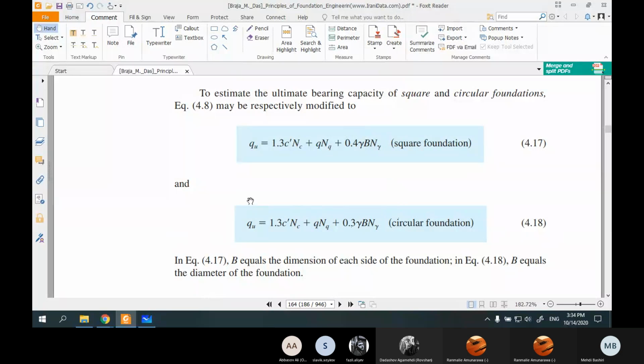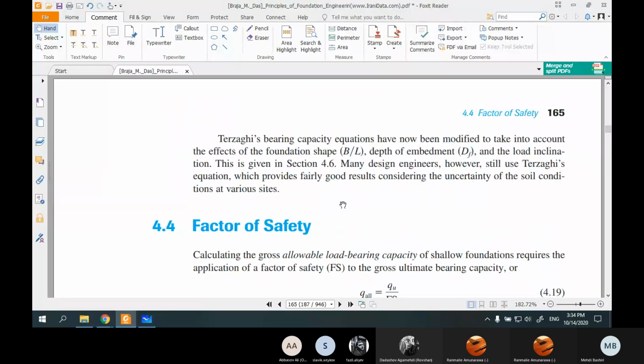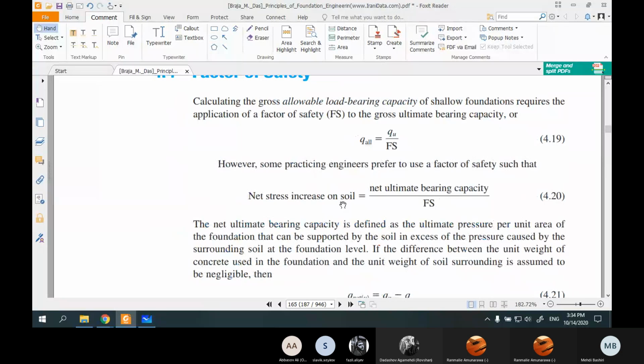So it's not general. You can't say that this equation is general for all cases. Researchers and engineers are looking for a general equation, not for different cases. Also, as I said, these factors NC, NQ, and N gamma are not that precise. So studies have been conducted to find a general equation with a bit better accuracy for finding the capacity of a foundation.